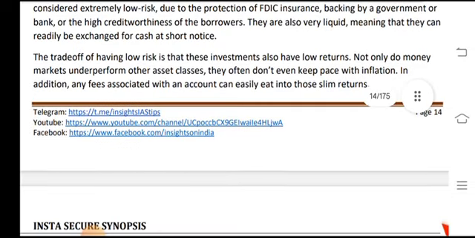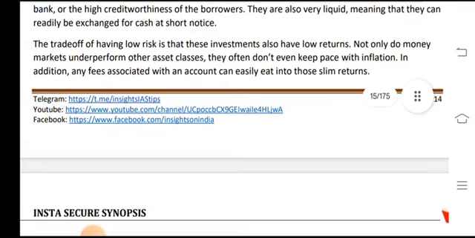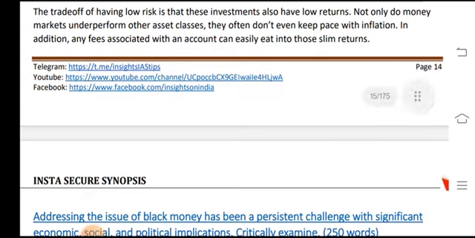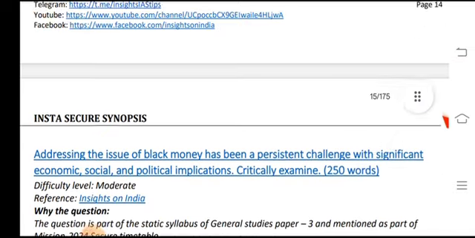The trade-off of having low risk is that these investments also have low returns. Not only do money market funds underperform other asset classes, but they often don't even keep pace with inflation. In addition, any fees associated with the account can easily eat into those slim returns.